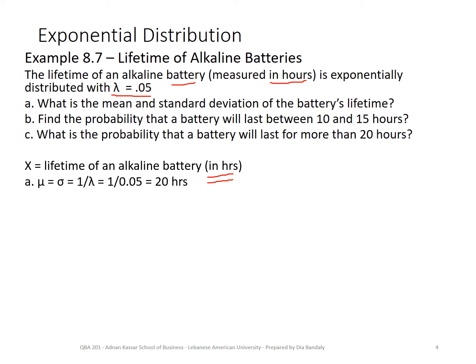What do we know about that? We know that lambda is 0.05, so we can answer the first question. The question was, what's the mean and standard deviation? As we learned in the previous slide, the mean is equal to the standard deviation when it's exponentially distributed, and these are equal to the inverse of your parameter lambda. So that's equal to 1 over 0.05, which is 20. And 20, of course, hours. Why? Because X is in hours, so of course the average will be in hours.